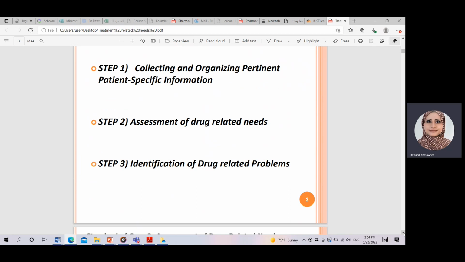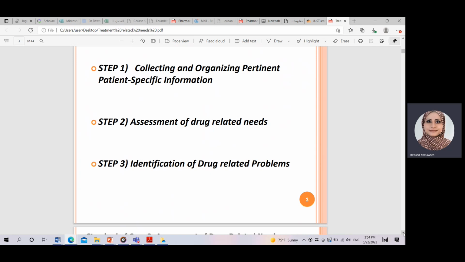So we will go over to the next slide, which listed the three major steps or elements that we have to follow during the patient care process. In the first step, we have to collect and organize pertinent patient-specific information. So we have to get background information and collect the subjective and objective information that are important to know before we go ahead and move to the second step, which include assessment of the drug-related needs.